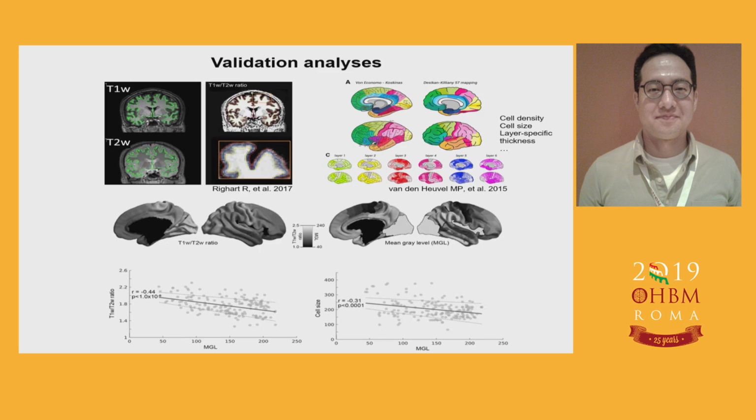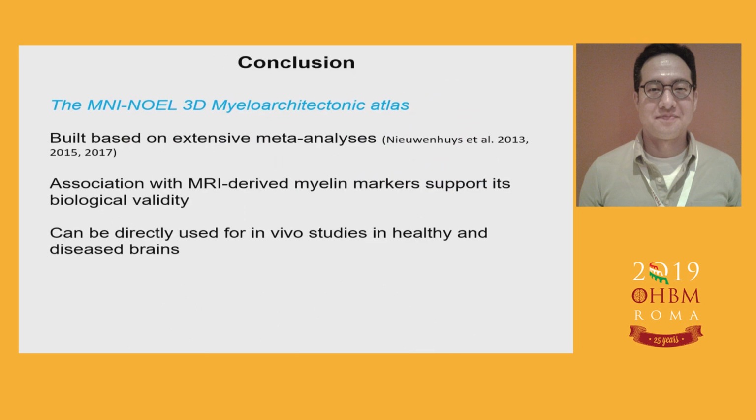Another validation analysis we are doing, as I introduced in the first couple of slides, is that Dr. Van den Heuvel's group provides the von Economo-Koskinas atlas, so now we also have this cell density, cell size, and layer-specific thickness information. So we correlated between cyto- and myeloarchitectural features. Among those features, only cell size shows a strong, robust negative correlation, meaning that highly myelinated areas, such as sensorimotor areas, have a larger cell size, which is also previously well known.